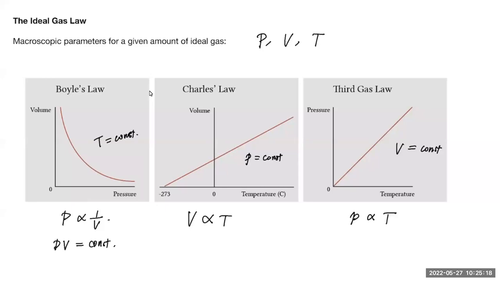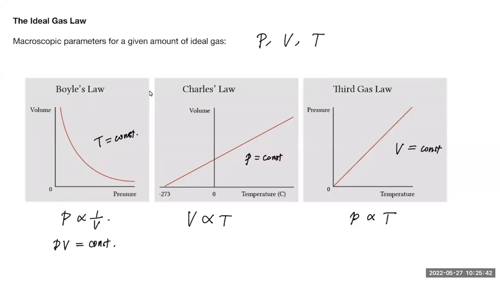Okay, so all of these laws are under special circumstances. The first one, constant temperature, is otherwise known as isothermal. The second one, constant pressure, is otherwise known as isobaric. The third one, constant volume, is otherwise known as isovolumetric. Okay, these are all special conditions.